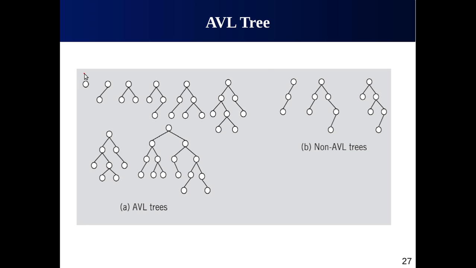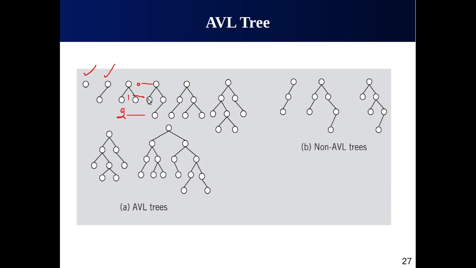A single tree itself is AVL. This is also AVL because the levels differ by at most 1. Even here we do not have a right subtree. Here we have a left subtree and right subtree, and the levels are the same. This is our level number 0. This is level 1. This is level 2.